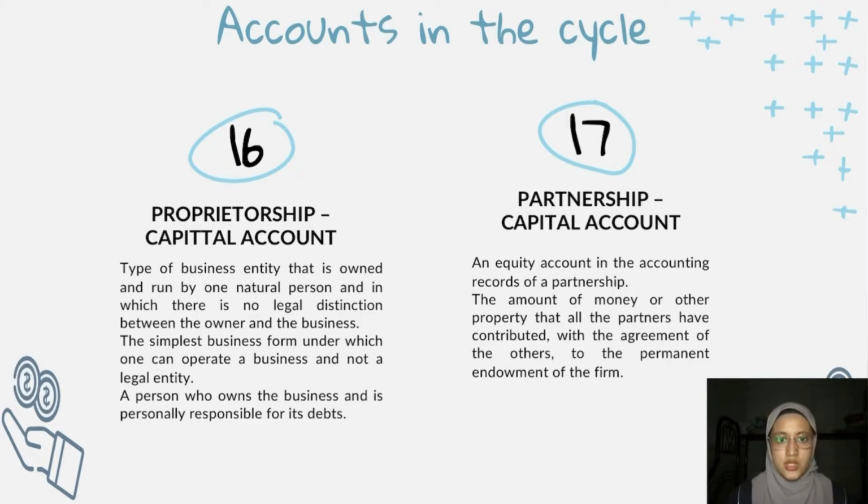The last one is the partnership capital account, an equity account in the accounting records of a partnership. It is the amount of money or other property that all the partners have contributed, with the agreement of the others, to the permanent endowment of the firm.